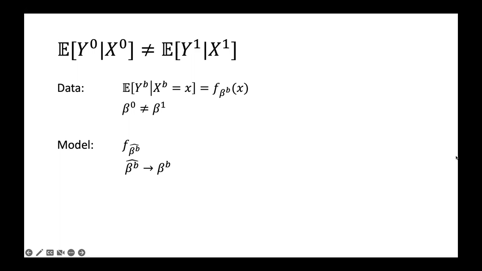And now if our estimator for the parameters of this model is consistent, meaning that with increasing the amount of data, it converges to the true parameter vector, then this parameter vector will converge to beta^b. And as we've seen before, this differs between the two distributions, so the adversary can simply read off the trained distribution from this parameter.